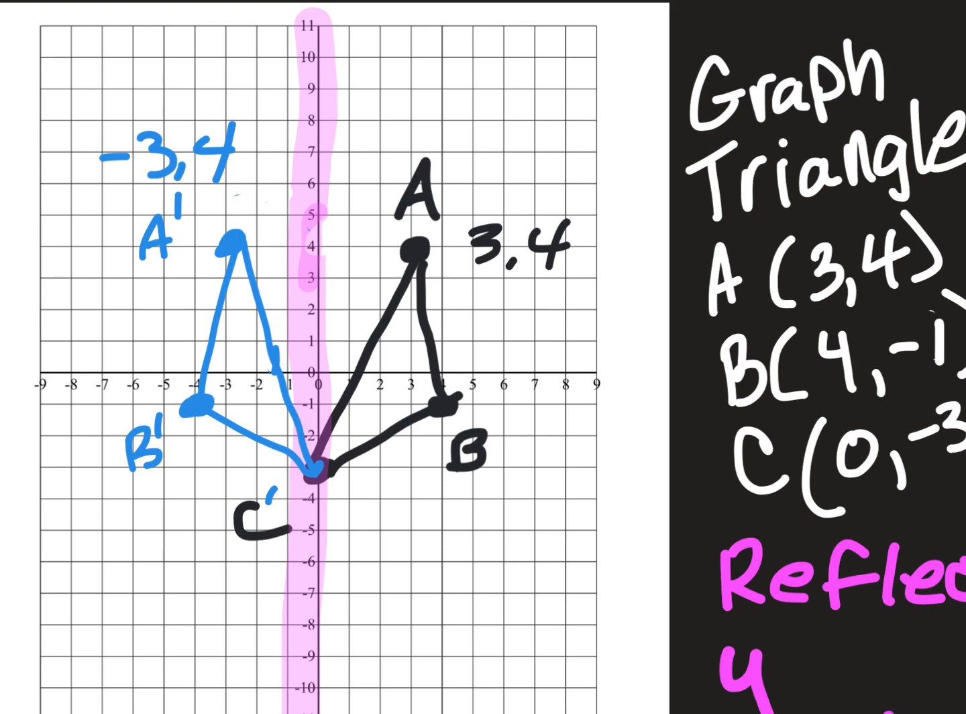So what do you notice about the coordinates? Exactly the same digits, but what's different? The 3 is now negative. Exactly. So your x coordinate has just flipped from being a positive to being a negative. So I always like to go back and check my coordinates and see if there's a pattern, and that helps me to double check and make sure I did it right.